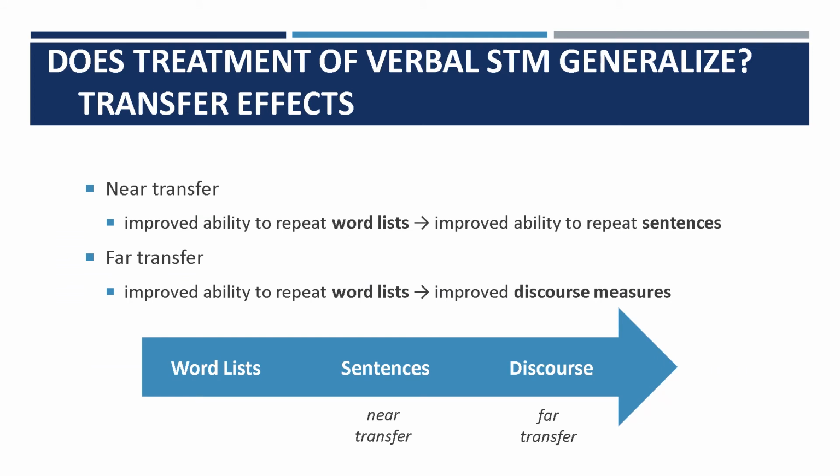Generalization can occur at different levels and are described as transfer effects. For example, near transfer occurs when an improvement in repeating words results in an improvement in repeating sentences. A far transfer generalization would be when an improvement in the ability to repeat words leads to an improvement in discourse. Overall, the closer the task is to the target behavior, the better the transfer.